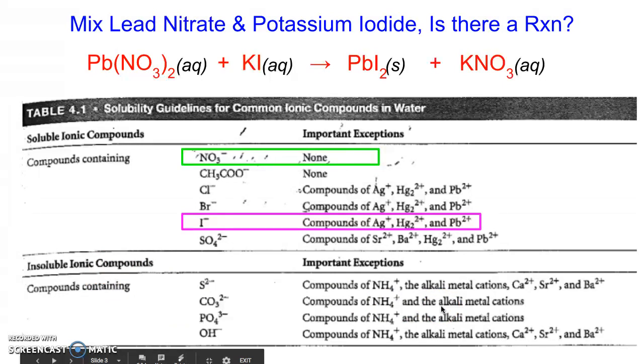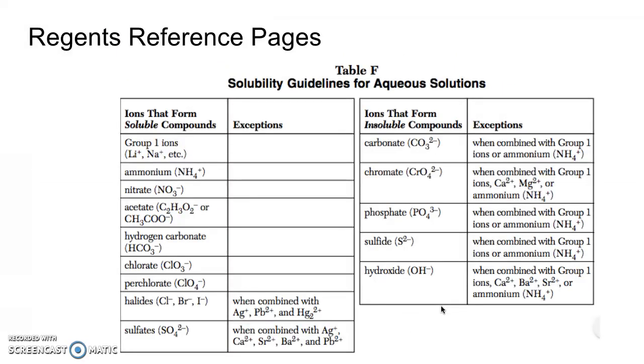Final note here, this is not the only solubility guidelines for aqueous solutions. You also have that in your reference pages. If you Google, they'll look different. So the important things with any chart, make sure you read it, make sure you understand what it's telling you. This chart, which you have access to in the reference pages, has more anions. It also lists the cations as well. So it's a little bit different in what's listed there, but it's sort of set up the same way: common soluble compounds with exceptions and insolubles with exceptions.